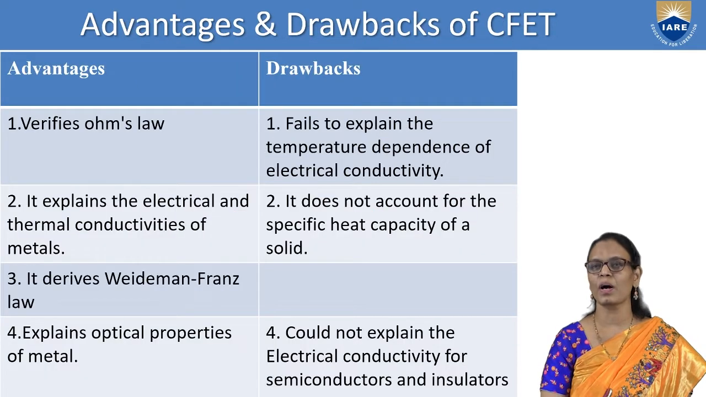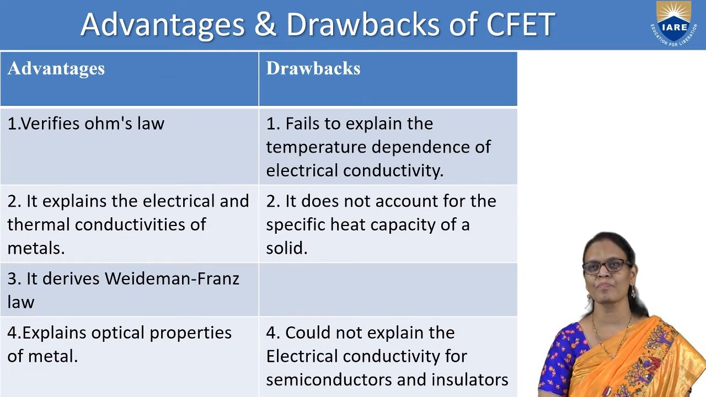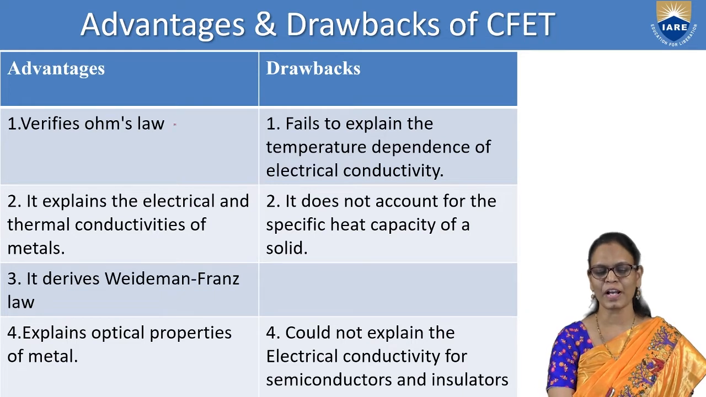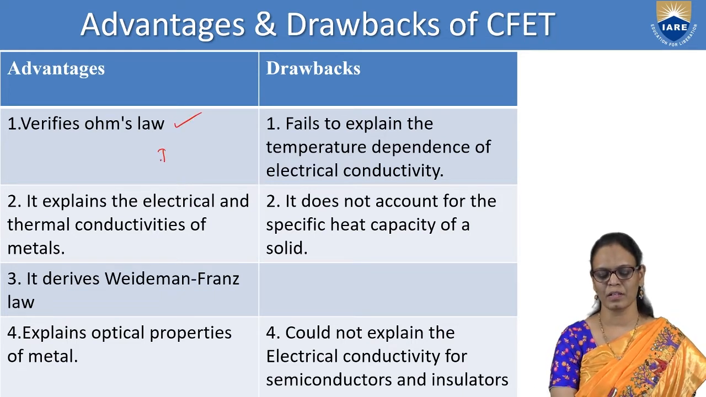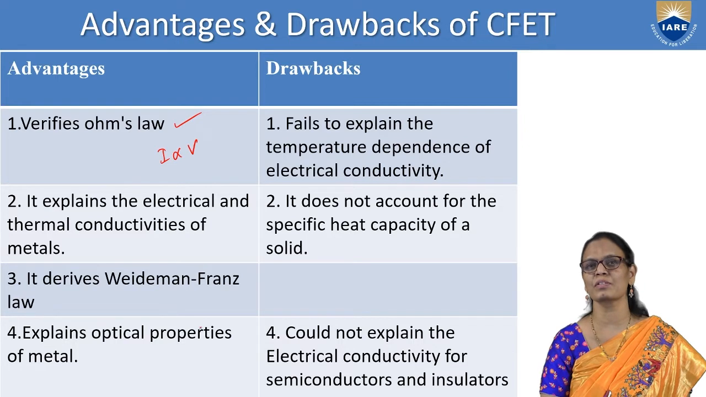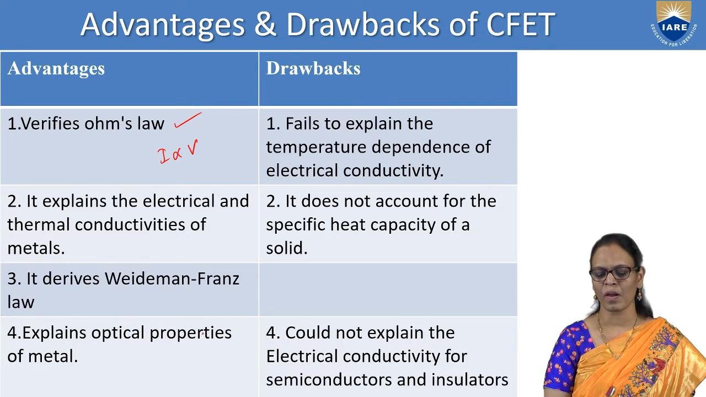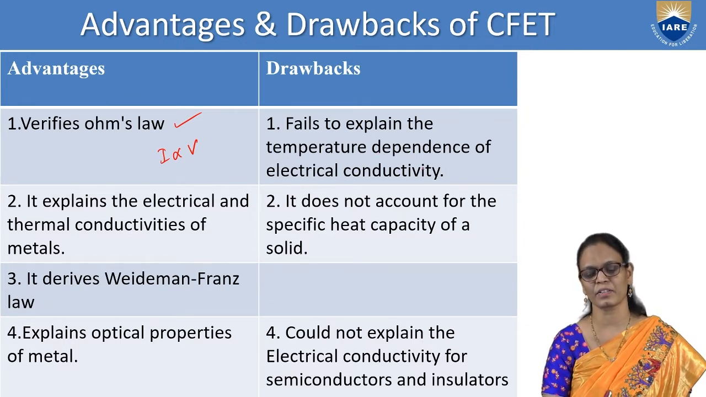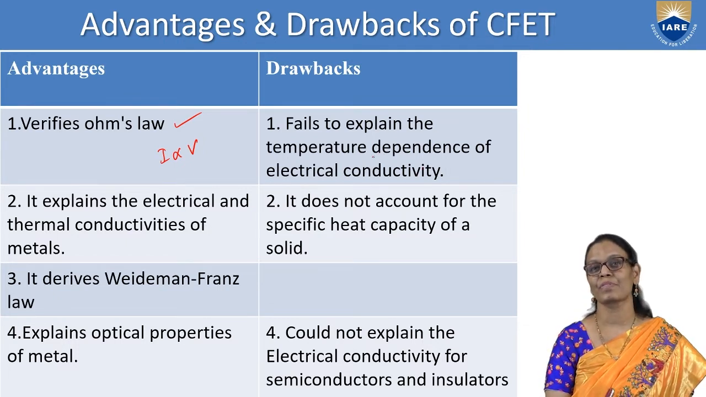Now, what are the advantages and drawbacks of CFET? First we will see the classical free electron theory, then we will see the quantum. So, it verifies Ohm's law. Yes, the current is directly proportional to the velocity. But it fails to explain the temperature dependence of electrical conductivity. It could not explain the temperature dependence.